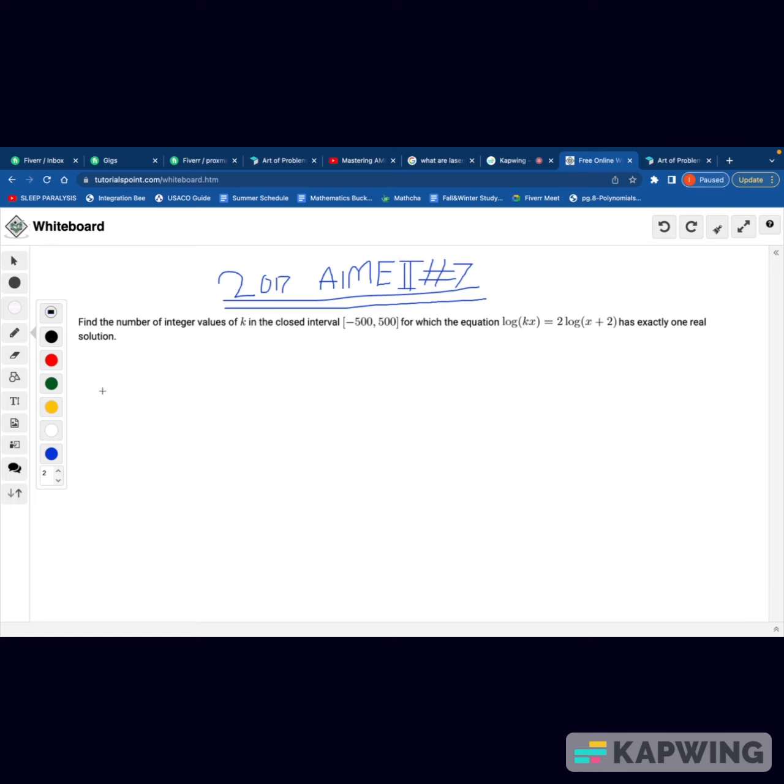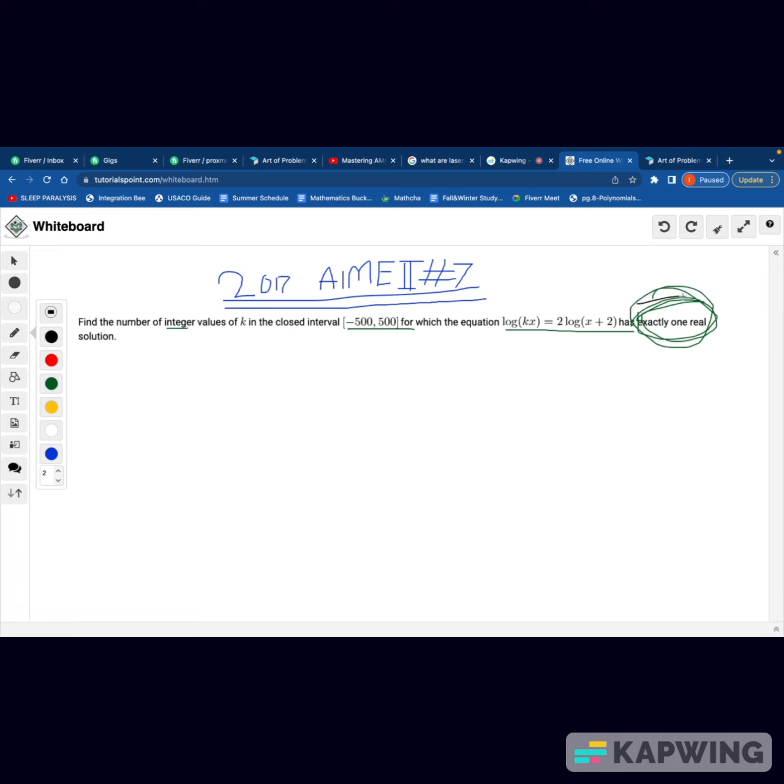Find the number of integer values of k in the closed interval -500 through 500 for which the equation log(kx) = 2 log(x + 2) has exactly one real solution. So it has exactly one real solution. I'm just going to circle that because it's important.